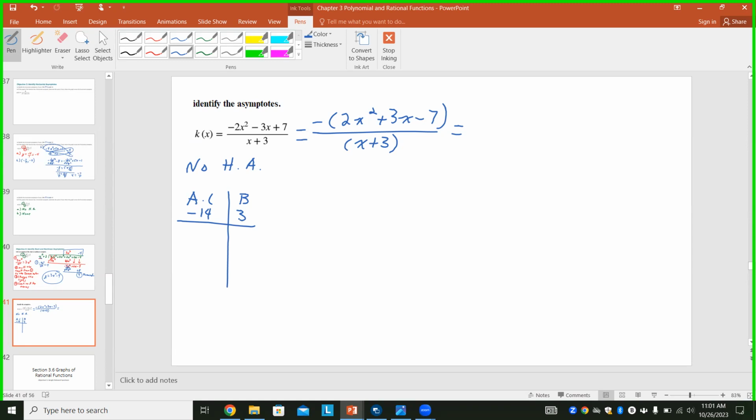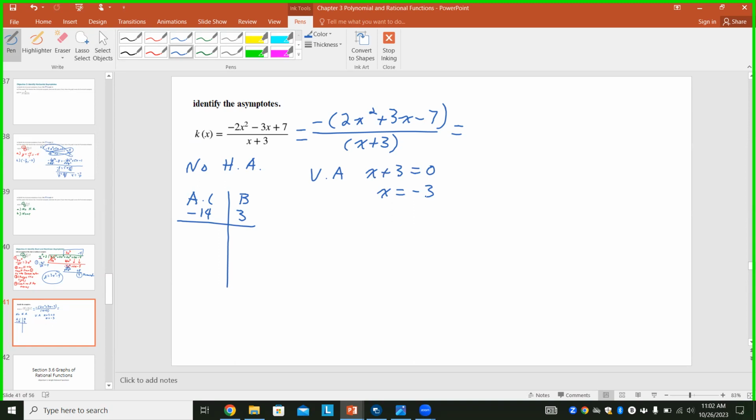So then I can just go into setting the denominator equal to 0. My vertical asymptote would be x plus 3 equals 0, which is basically just x equals -3. If you go straight to that answer, I'm good with that. I'm just showing what happened. So we have no horizontal asymptote, which means that we have a slant asymptote. We did have a vertical asymptote, so let's go identify the slant asymptote.